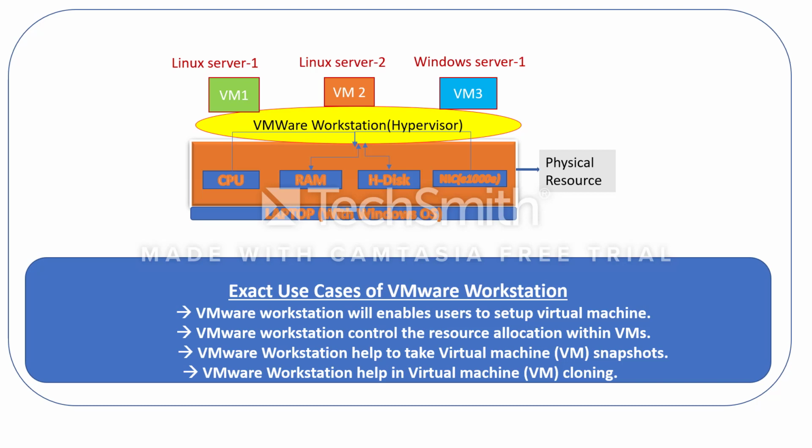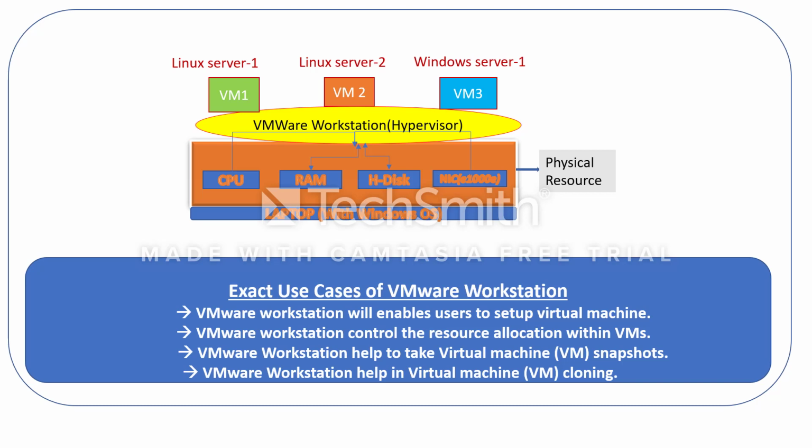So for now, just see the exact use cases which I captured in this PPT. You can see the first use case. VMware Workstation will enable users to set up a virtual machine. Now this VMware Workstation will help you to set up multiple operating system. Here I'm using Linux Server 1, Linux Server 2 and Windows Server. And the second use case, VMware Workstation control the resource allocation within the VMs, right? So it will also help your virtual machine to provide CPU, RAM, hard disk and NIC which is required at the time of installing the Linux server.